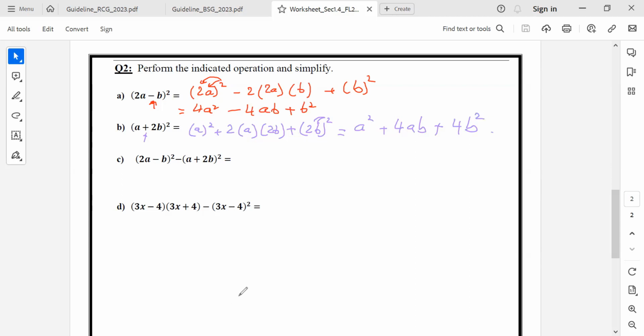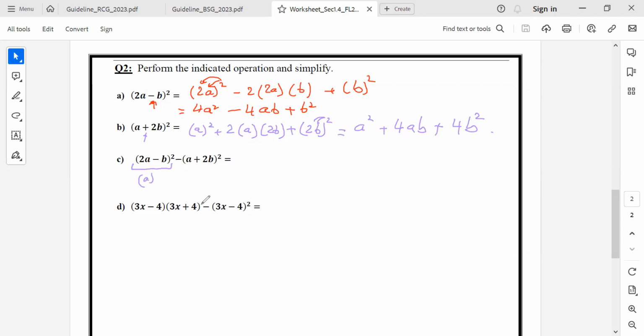For question C, usually in exams, sometimes the questions are related. So here we take just a second to check. We see that we have already calculated this term in A. So this is question A.